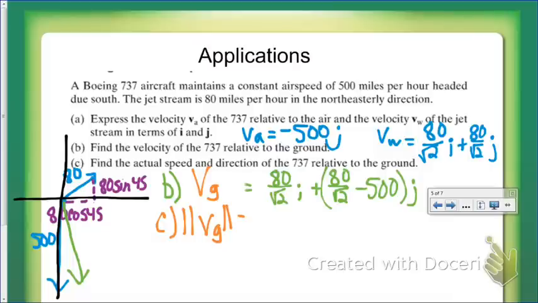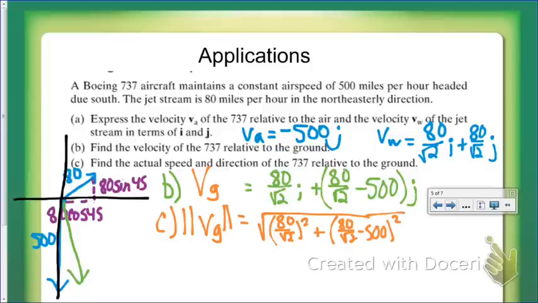So in order to find the magnitude, it's going to be the square root of those values squared. So 80 over root 2 squared plus 80 over root 2 minus 500 squared, and this is when you're definitely going to need a calculator. So go ahead, type this in, find your value for the velocity, and that should work out to be, we'll have to estimate here and round, about 447 miles per hour. So that's the effect that the jet stream is going to have on my velocity.